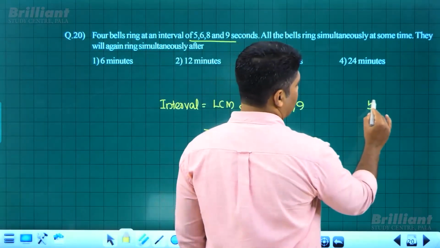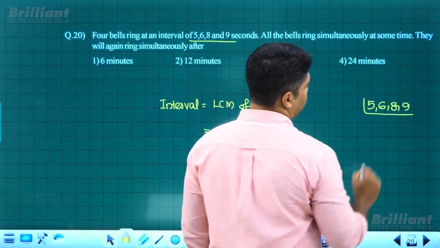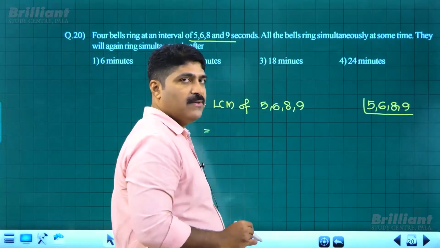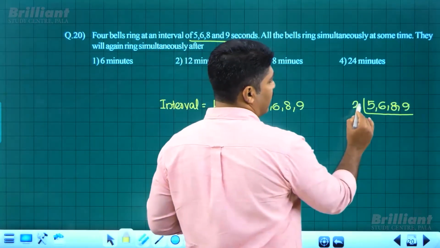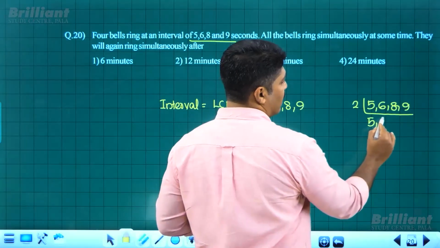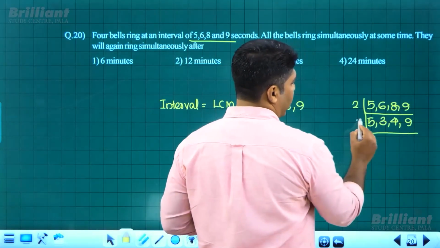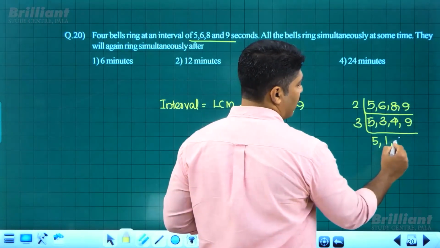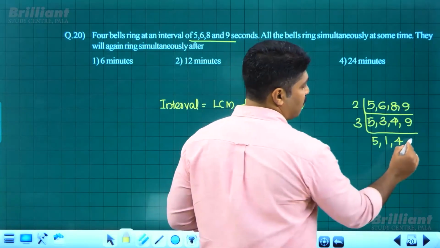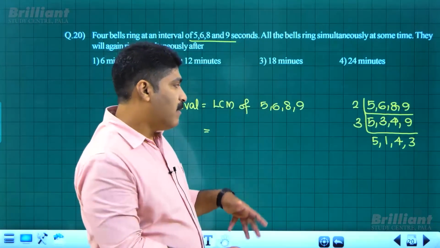Here, you can do the usual division method. While considering the set of values, there is not any common factor for all these values. First, we are taking 2. 5 we can write as 5 itself. This is 3, this is 4, and this is 9 itself. So again, divide it by 3. 5 we can write as 5 itself. This is 1. For 4, there is not any division possible. This is 3 times. Further, there are not any common factors.